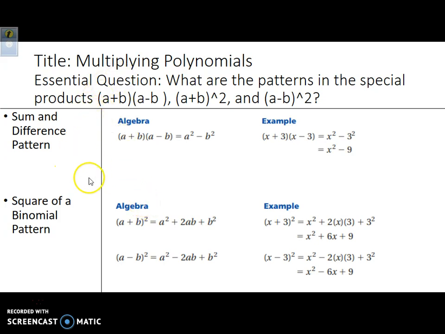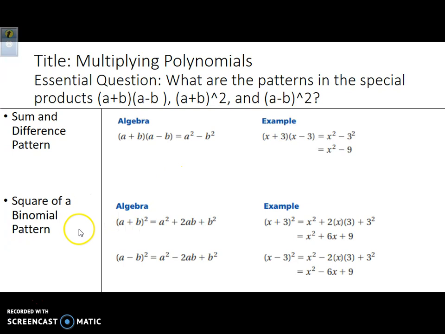The sum and difference pattern is the one where you have the same numbers, but an addition sign between one and a subtraction sign between the other, and then they become a squared minus b squared. That means that first number squared plus that second number squared. Oh, sorry, minus that second number squared.